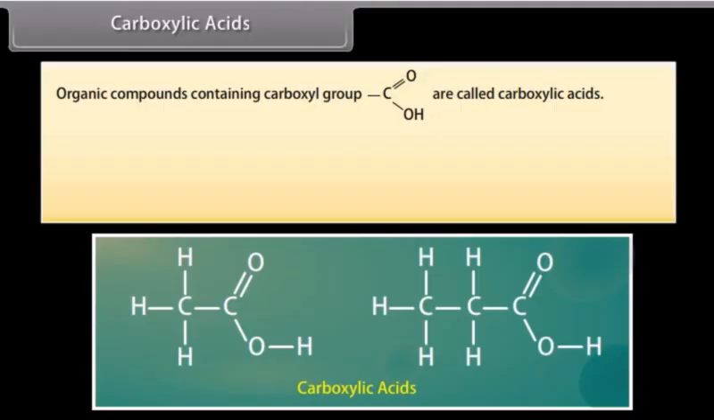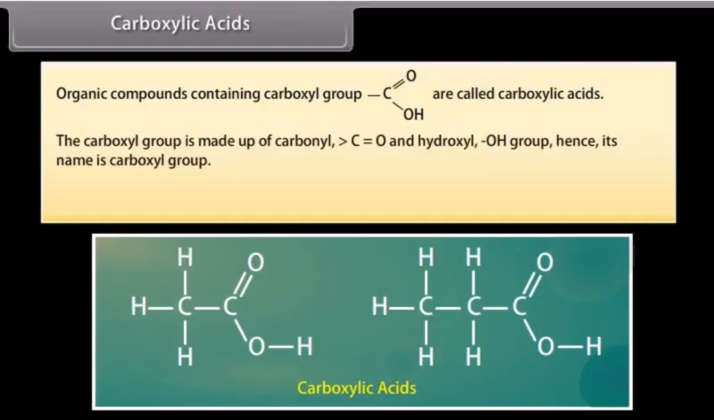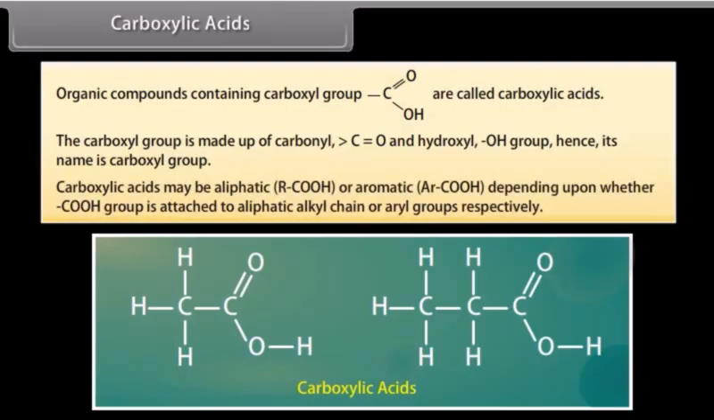Carboxylic acids. Organic compounds containing a carboxyl group are called carboxylic acids. The carboxyl group is made up of carbonyl and hydroxyl groups, hence its name is carboxyl group. Carboxylic acids may be aliphatic or aromatic depending upon whether the carboxyl group is attached to an aliphatic alkyl chain or aryl groups respectively.